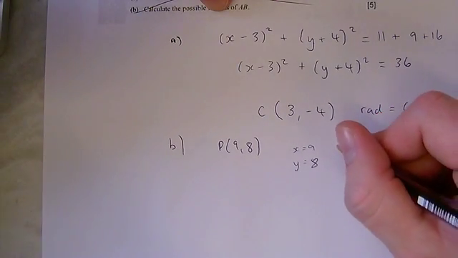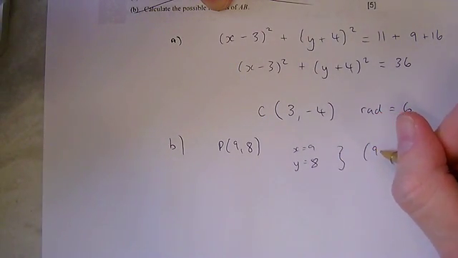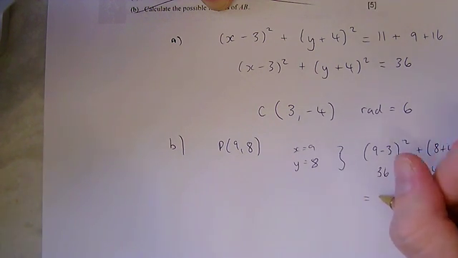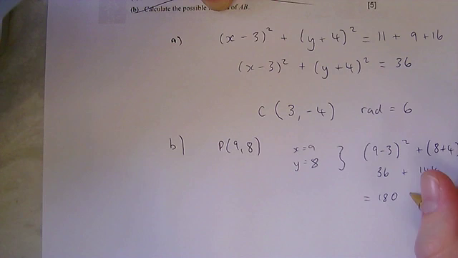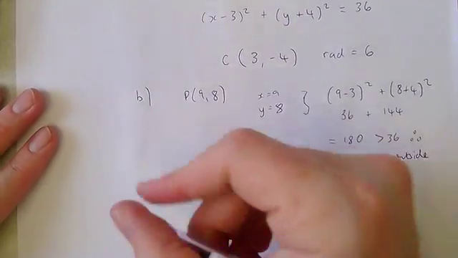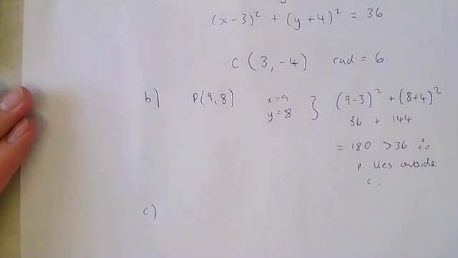Okay, so that's going to give me (9 − 3)² + (8 + 4)². So that's going to be 36 plus 12 squared, which is 144, which is equal to 180. So I'll say greater than 36, therefore P lies outside C.